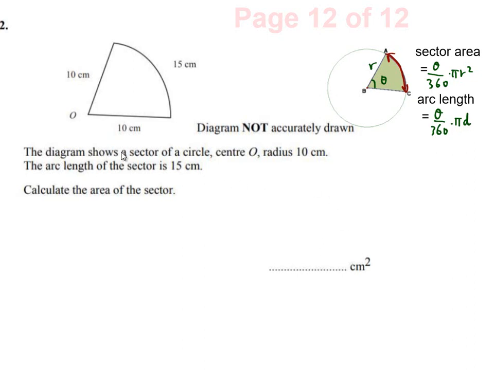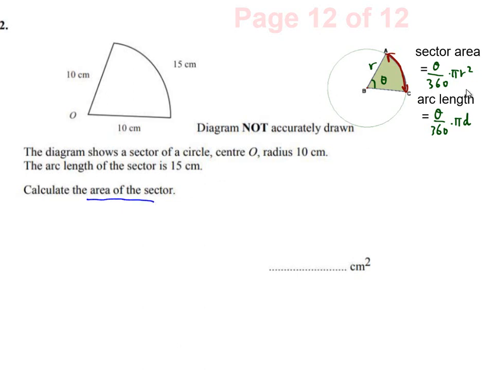It says the diagram shows a sector of a circle, center O, radius 10. The arc length of the sector is 15. So you know that from there to here is actually 15 cm. Now you need to find the area of a sector.